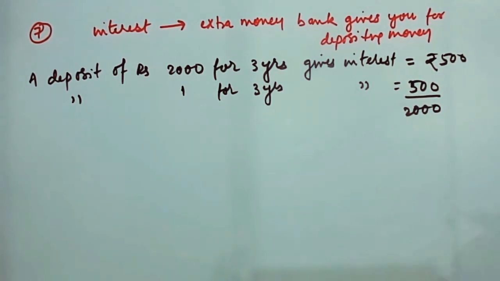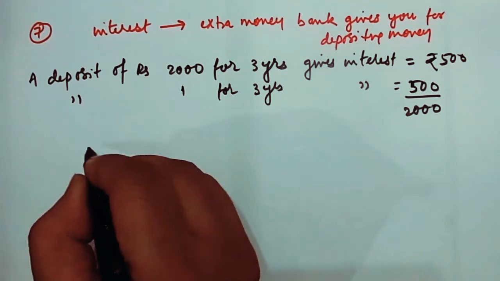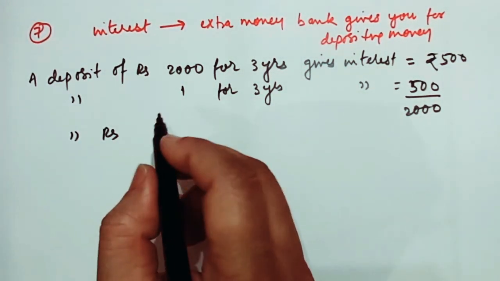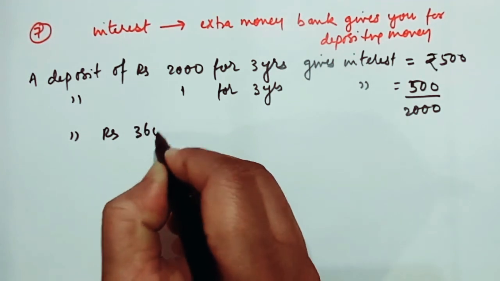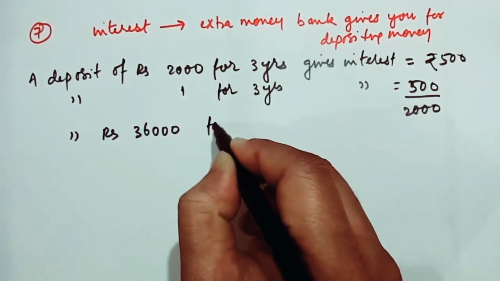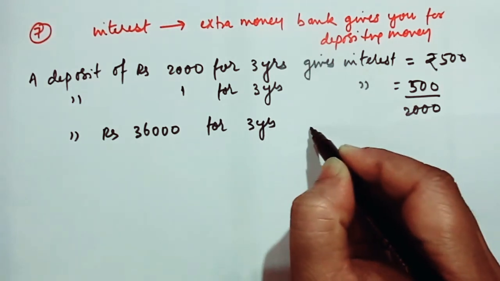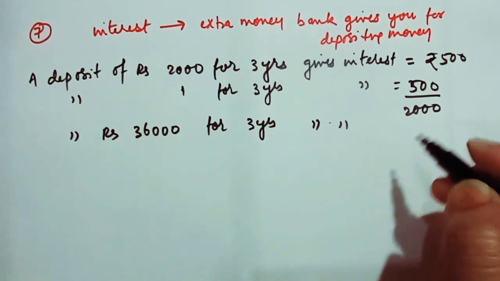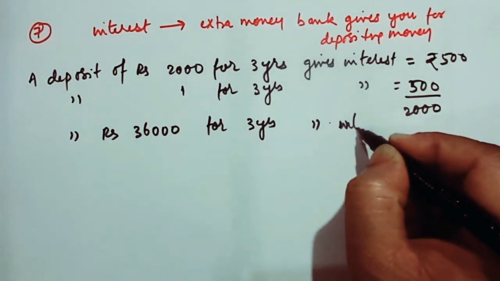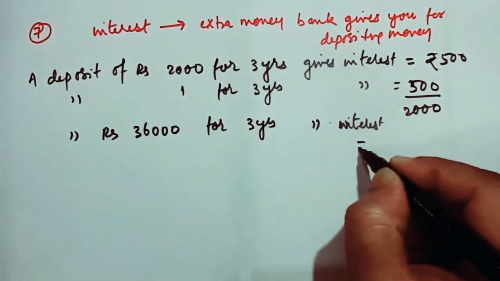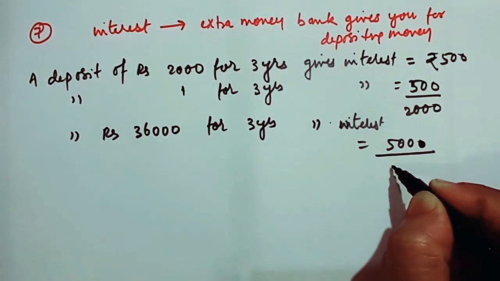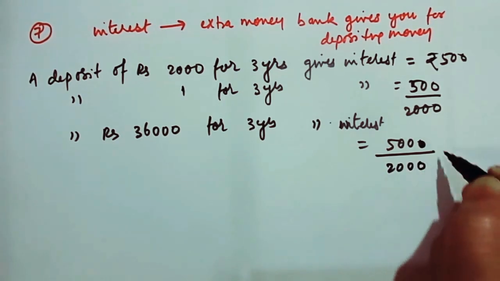Simple. Less interest, so I divided it. Don't you use your brain too much. So when he is depositing rupees 36,000 for 3 years, that will give him the interest of how much? Interest will be 5,000. Why 5,000? 500 na. Otherwise he will become bankrupt.